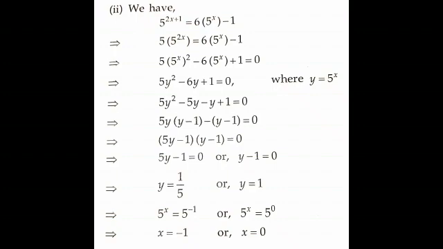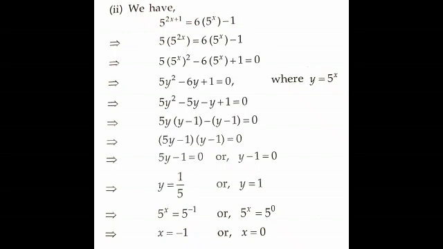Now let us consider 5^x = y, as we have done in subtopic 1. So the given equation reduced to 5y² − 6y + 1 = 0. Again splitting the middle term, here we have 5y² − 5y − y + 1 = 0. Taking 5y common in the first two terms, I have 5y(y − 1), and taking −1 common in the third and fourth terms, I have −(y − 1) = 0. Now on the left hand side there are two terms and y − 1 is common in both. So considering y − 1 common, I have (y − 1)(5y − 1) = 0.